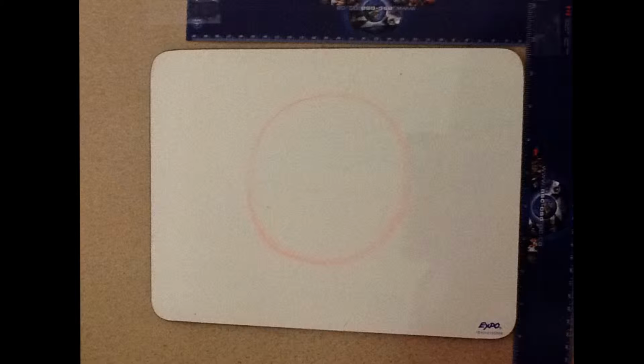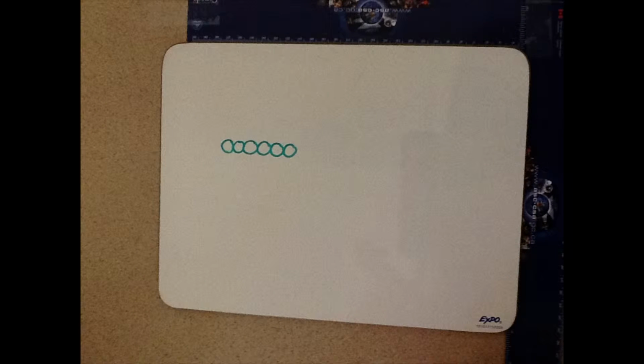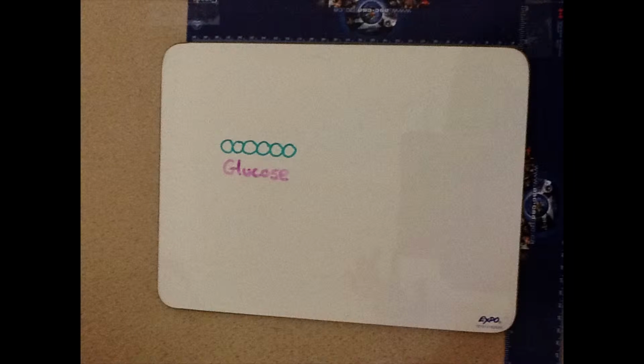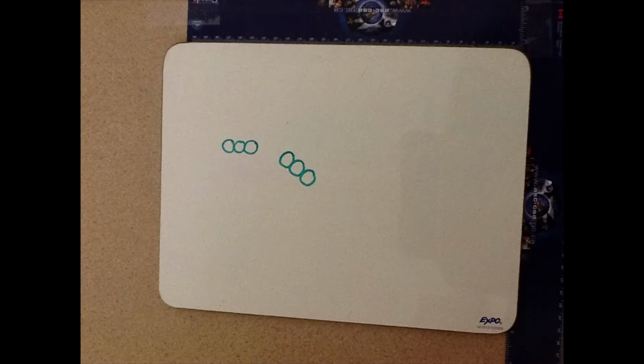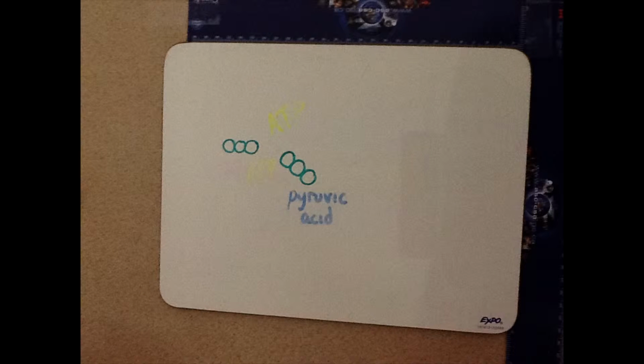Zooming into the cytoplasm, we are now in the cytosol. This is where glucose is waiting for us. Glucose splits into two 3-carbon molecules, also known as pyruvic acids. The splitting of the pyruvic acids gives off 2 ATP.